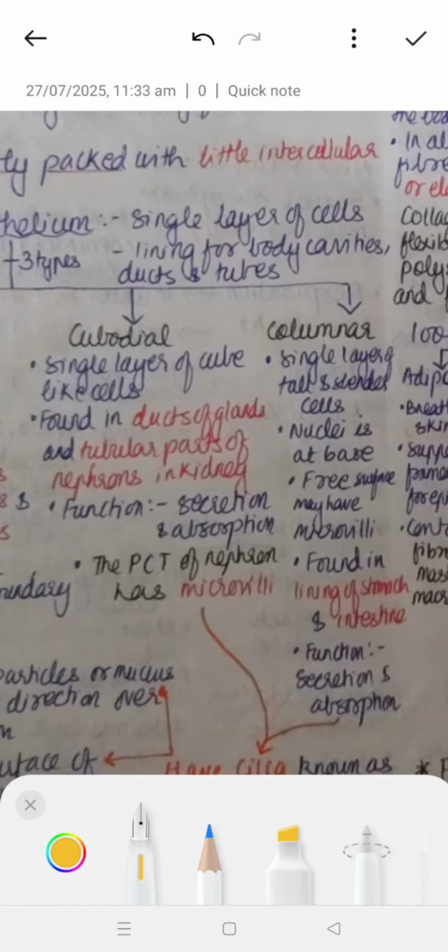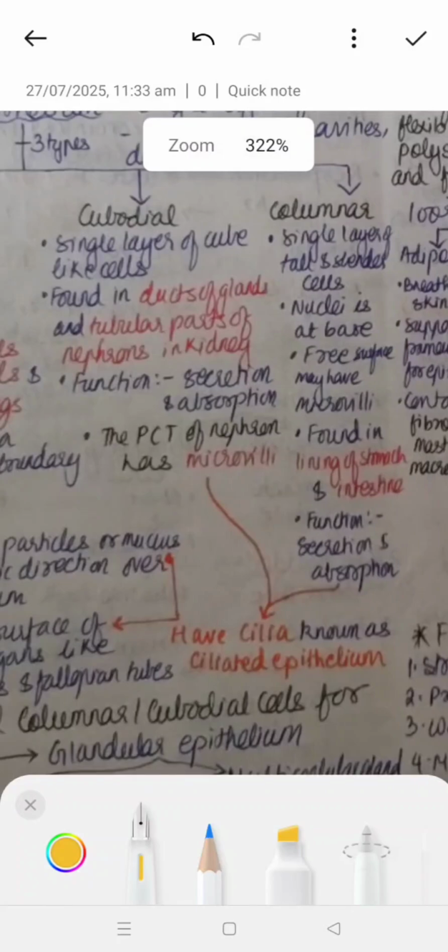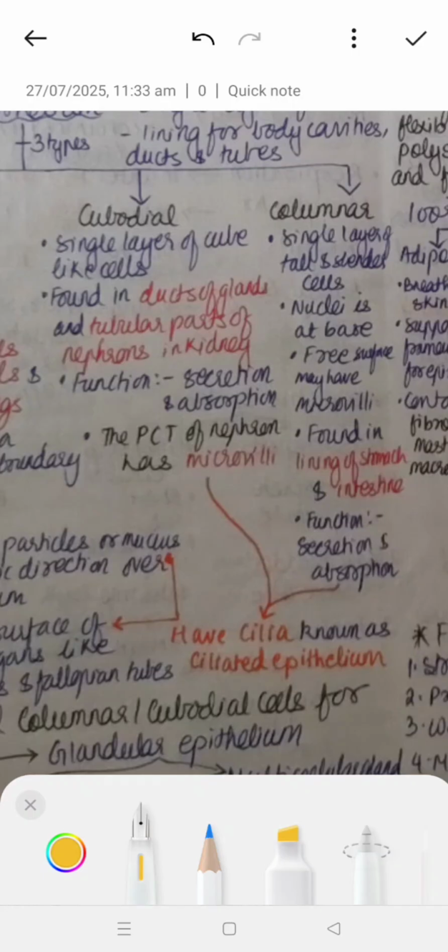They may have cilia, known as ciliated epithelium. Here they means cuboidal and columnar epithelium. The function of the cilia is to move the particles of mucus in a specific direction over the epithelium, and they are located in the inner surface of hollow organs like fallopian tubes or bronchioles.